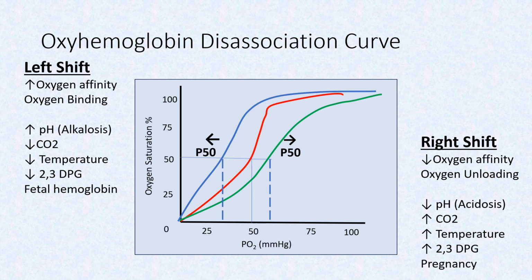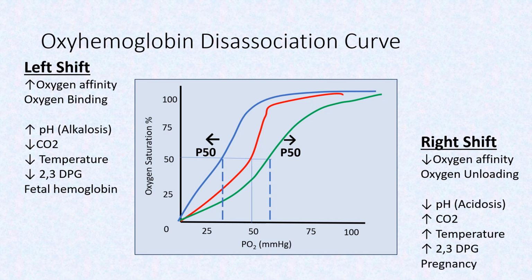2,3-DPG is a byproduct of glycolysis and controls how much oxygen is released from hemoglobin. When the body lacks oxygen, it can signal an increase in the output of 2,3-DPG. This would mean the tissue needs oxygen and the hemoglobin should unload it or decrease its affinity. This is a right shift.